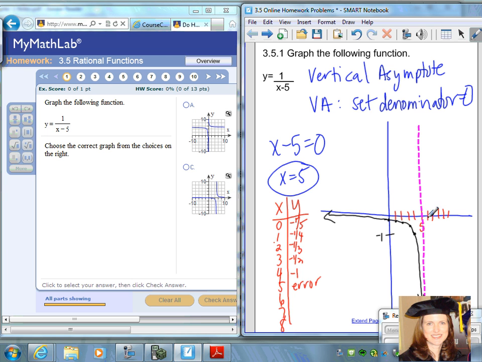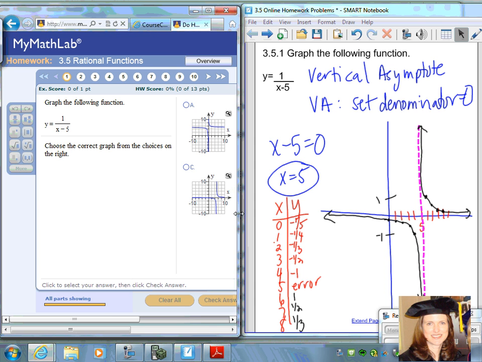Now you plug some numbers in on the right side of that vertical asymptote. Plug in 6 and you get positive 1. Plug in 7 and you get 1/2. Plug in 8, you get 1/3. So it looks like positive 1, and then a half, and then a third, and then a fourth. It's going to continue to flatten out in this direction, and it's going to continue to get closer and closer to that vertical asymptote, actually without touching.